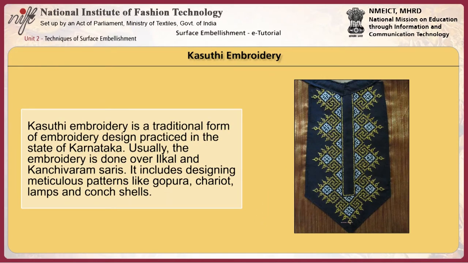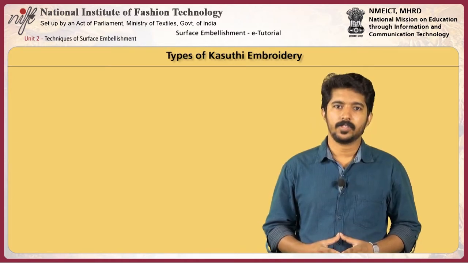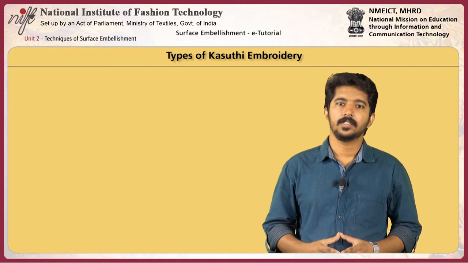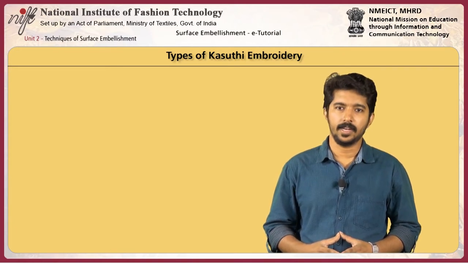Kasuti. Kasuti embroidery is a traditional form of embroidery practiced in the state of Karnataka. Usually the embroidery is done over Ilkal and Kanjivaram saris. It includes designing meticulous patterns like gopura, chariot, lamps and conch shells. This embroidery work involves hard labor and microscopic eyes, as it requires counting each thread individually. The patterns are stitched without any knots to make sure that both sides of the cloth look identical.